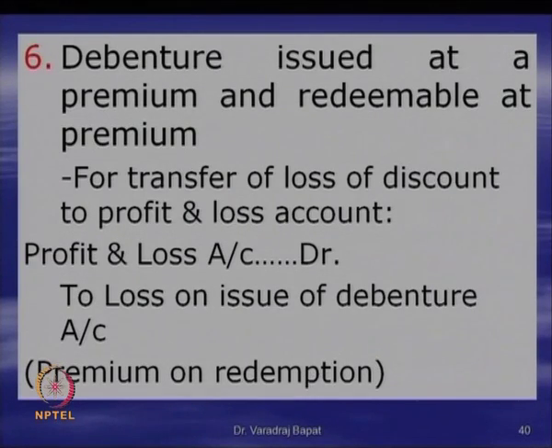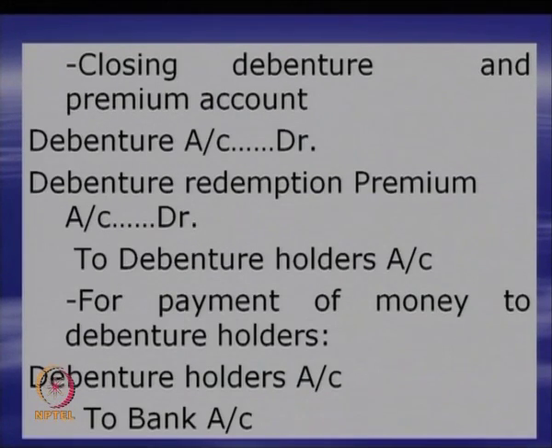Case number 6 is debentures issued at premium and redeemed at premium. Again, if there is any loss, then P&L account debit to loss on issue of debenture account. When the debenture account is closed, we have debenture account debit, debenture redemption premium account debit to debenture holder account. This is pretty much the same entry, because the money is being paid with premium. Last entry is also the same. So when the money is being paid, it is debenture holders to bank.